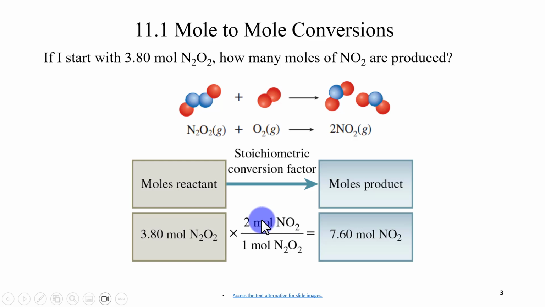There's my amount that I start with multiplied by the fraction, the conversion factor, where what I want to end up with is on top and what I'm starting with is at the bottom, so that will cancel out. Moles of N2O2 cancel moles of N2O2, and then all I have to do is multiply 3.8 times 2 to give me 7.6 moles of NO2, and that's what I would make if I used up all of that amount.